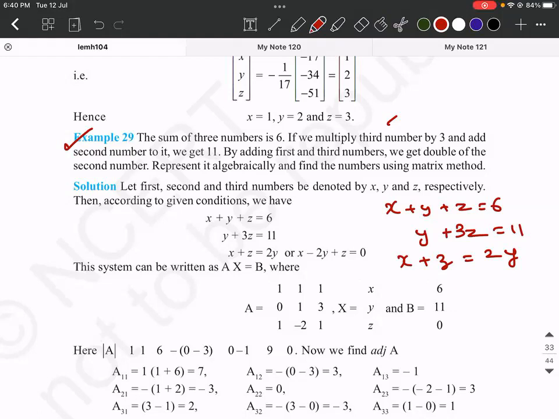So what is the only change you need to do in this problem? In the third equation, bring the 2y to the left hand side and then proceed. So how should the third equation look? x minus 2y plus z will be equal to 0. So now I hope you can proceed, right? So X will be equal to A inverse B.